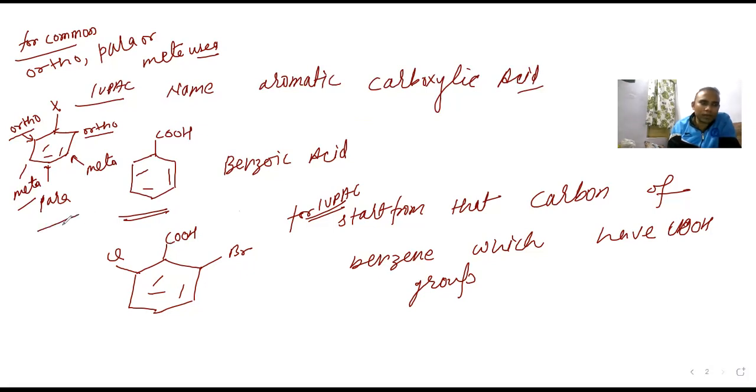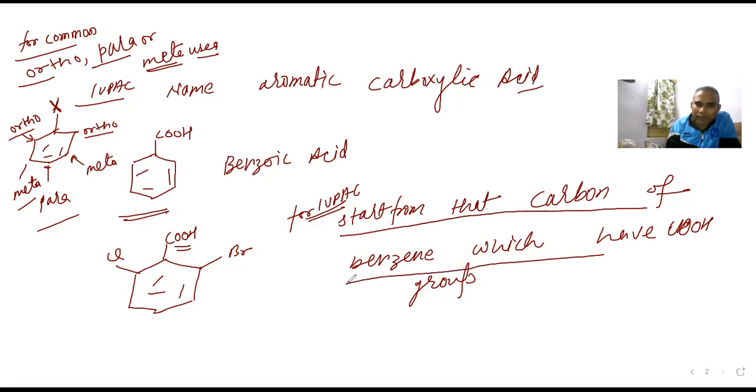The X on top may be any functional group, any group, like here it is benzoic acid. So for the common name, we need to use ortho, para or meta. For IUPAC, start from that carbon of benzene which has the COOH group.